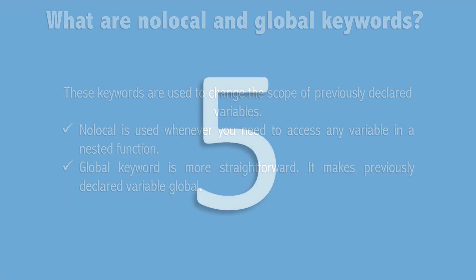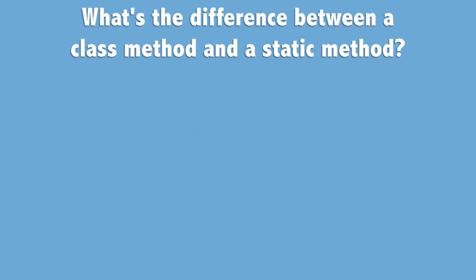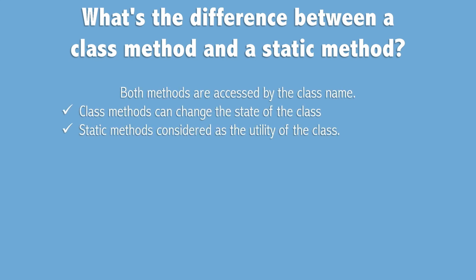Now here we have our last, fifth most common question asked by an interviewer. So what's the difference between a class method and a static method? Both methods are accessed by the class name. Class methods change the state of the class. Static methods are considered as the utility of the class.